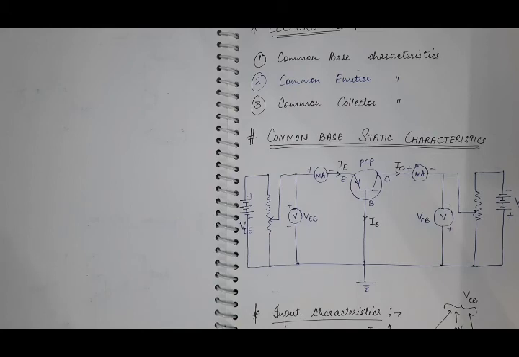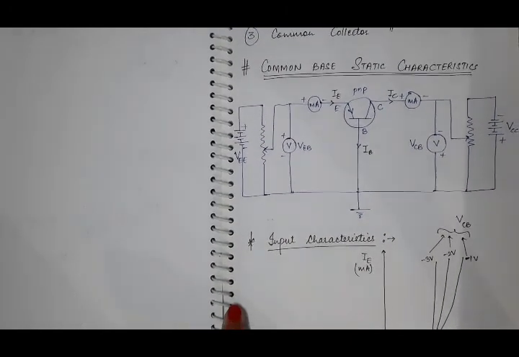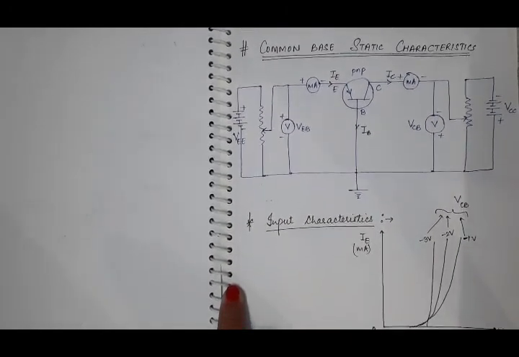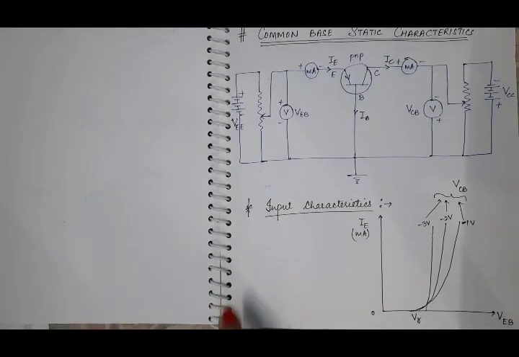And what are the characteristics of any device in electronics? It is the relationship between the voltage and current. Or you can say that in the characteristics of any device in electronics, we always study the variation of one component with respect to the other component. So here, as we have voltage and the second component is current, we will study the variation of current with voltage or the variation of voltage with current. There are two types of characteristics. First, we will study input characteristics in case of common base static characteristics of a transistor.